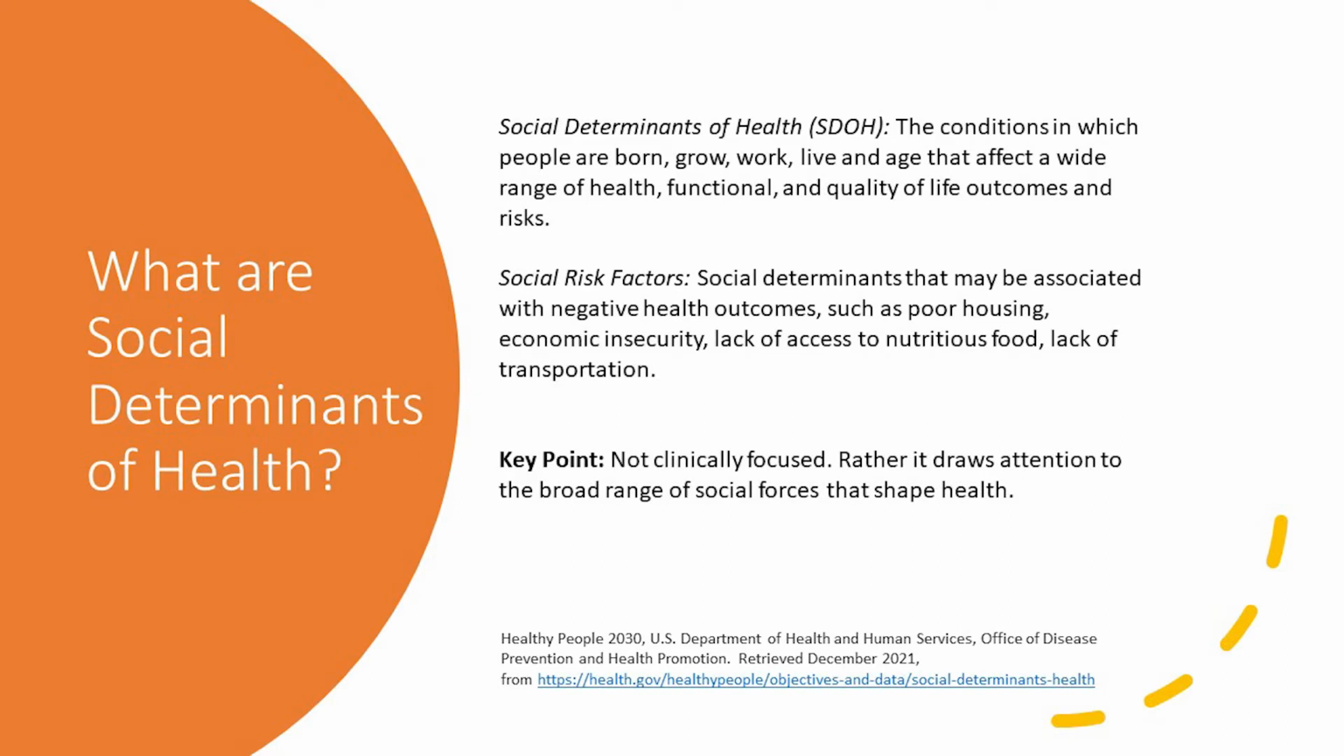So now, the U.S. Department of Health and Human Services describes the social determinants of health as the conditions in which people are born, grow, work, live, and age that affect a wide range of health, functional, and quality of life outcomes and risks. The term social risk factors refers specifically to those social determinants that may be associated with negative health outcomes, such as poor housing, economic insecurity, lack of access to nutritious food, and lack of transportation. And here the key point I'd like to make is that this is not clinically focused. Rather, it draws attention to the broad range of social issues that shape health.